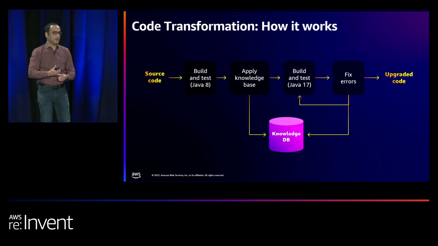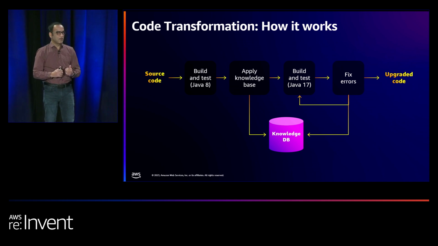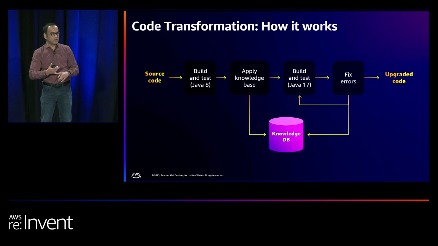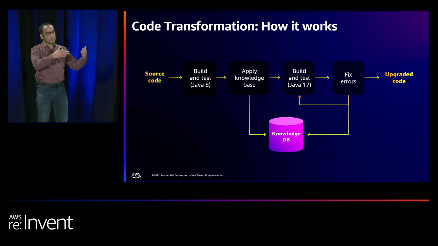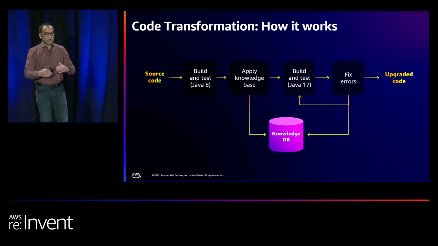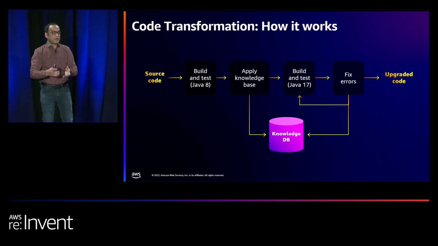So we used simple rule-based engines to mine various open source repositories and applications which may have already been upgraded from 8 to 17, or 11 to 17, and our internal applications, of which we have a huge number, because at Amazon we use Java a lot. We were able to mine our own applications that had been upgraded from 8 to 17 or 11 to 17. So the combination of that allowed us to build up a knowledge base.